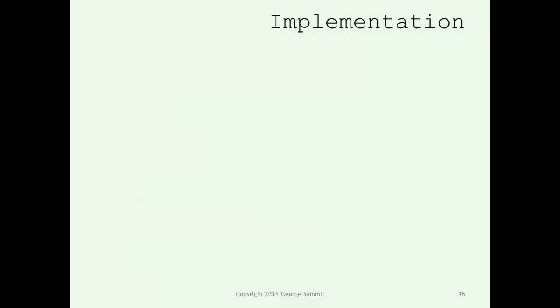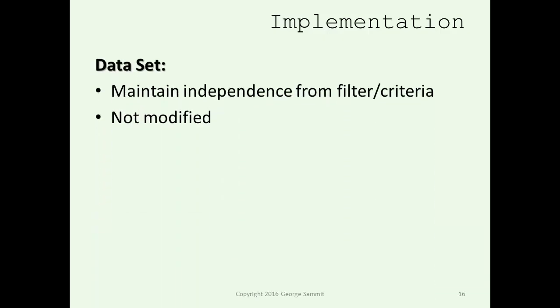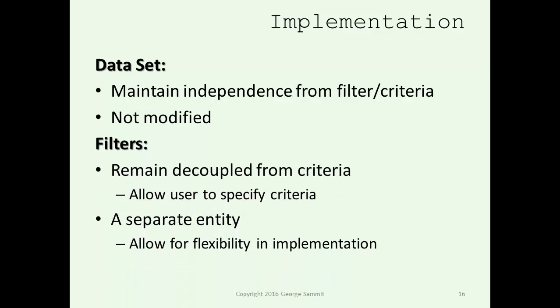We've already covered most of these implementation notes, but they're probably worth a review. First, the dataset. The dataset should be completely independent of the filter and the criteria. And recall that it is not modified as part of this pattern. The filters themselves should also be decoupled from the criteria. You do, however, have to allow the user a way to specify that criteria, and the user may, as part of the process, change the criteria that the filter is using. But the filter and the criteria are completely independent too. That is, the filter is a separate entity. This allows for a much more flexible implementation.